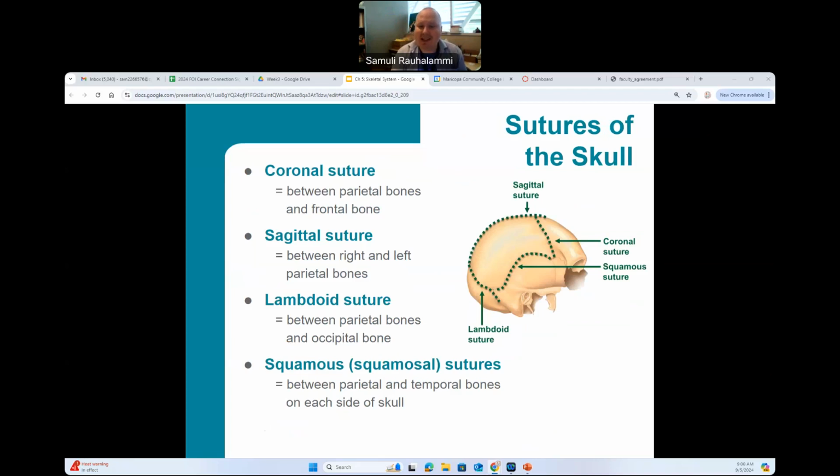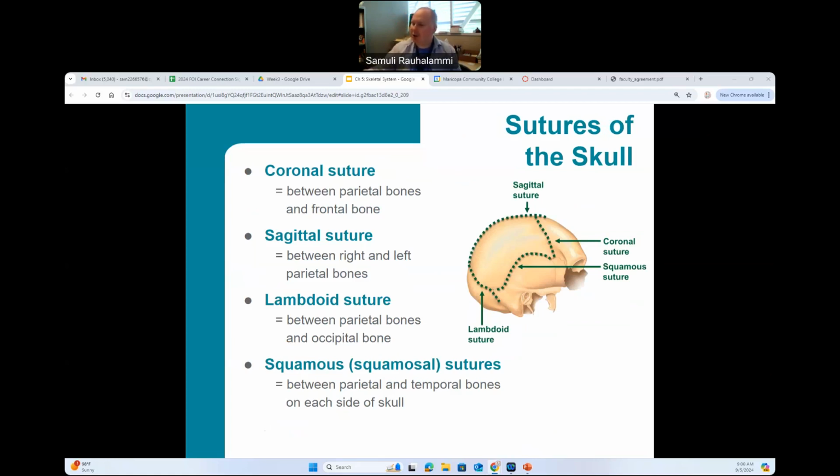We're also going to see the sagittal suture, which separates the right and left parietal bones. We already touched upon that. We're going to see the lambdoid suture. I think we mentioned that as well, separating the occipital and parietal bones, and even continuing a little bit at the temporal bone surface there. And finally, we have squamous sutures separating the temporal and parietal bones as well.